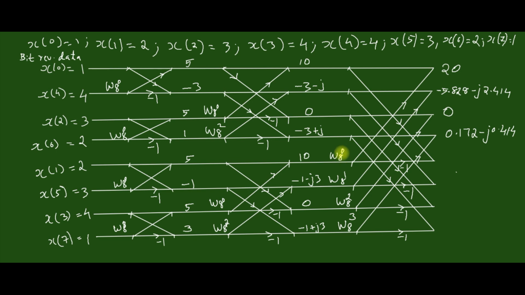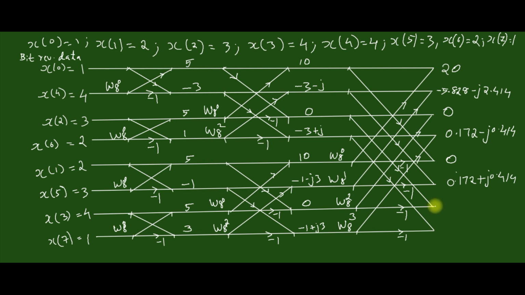Here the input is 10 minus 10. 10 into w8 0 means 1. So 10 minus 10, this value will be 0. Next you compute this point. This point means minus 3 minus j minus the complex multiplication of these two values. So we know that it will be the complex conjugate of this one. So compute and ensure that it is a complex conjugate. Similarly this point will also be a complex conjugate.